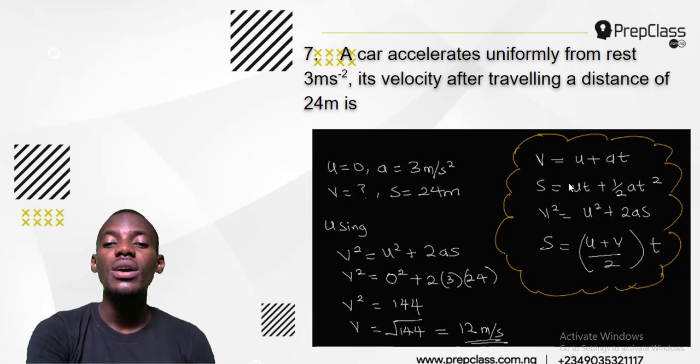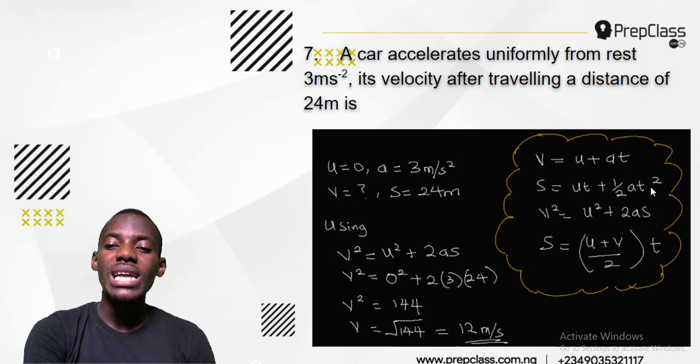Now, if I had used the first one, I'll have a problem because I don't have T. T was not given in the question. And the other ones can't work because they all have T. The only one that has the parameters that I need is equation 3. Therefore, using V square equals U square plus 2AS, I'm to find my V, right?